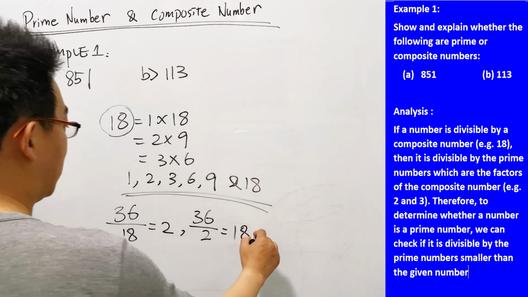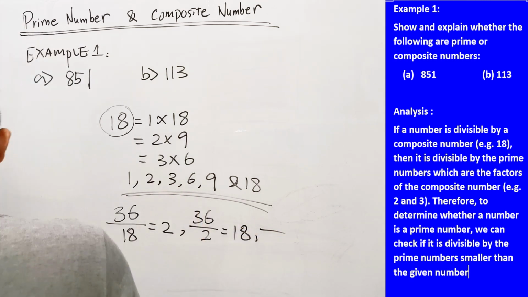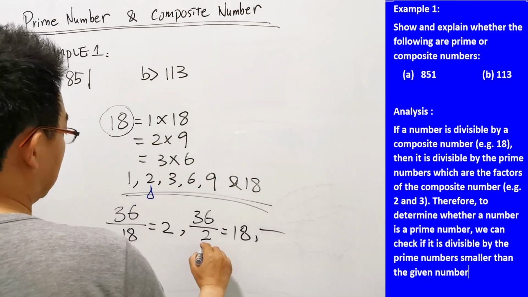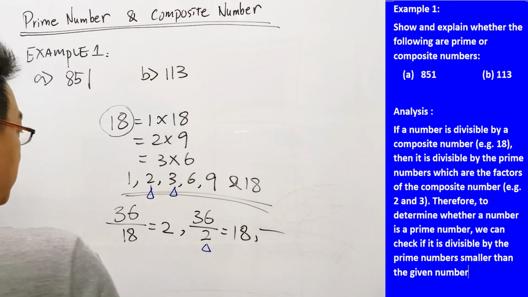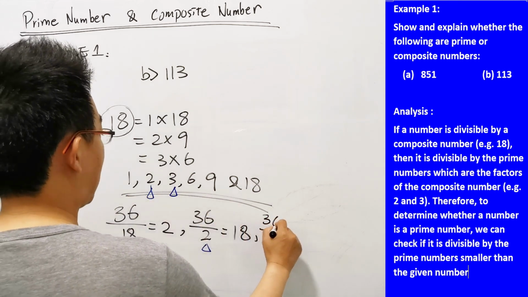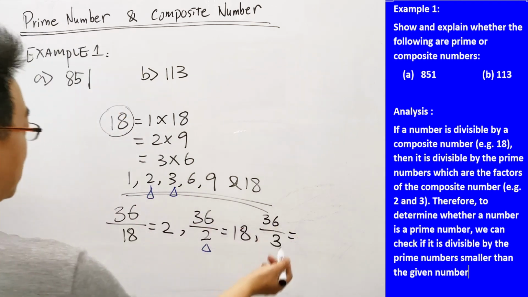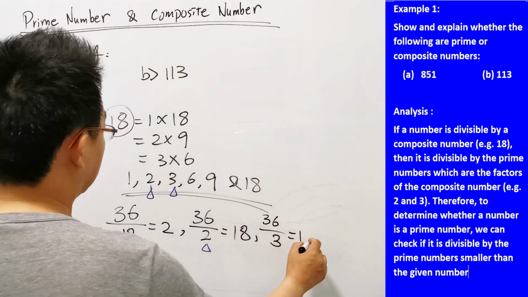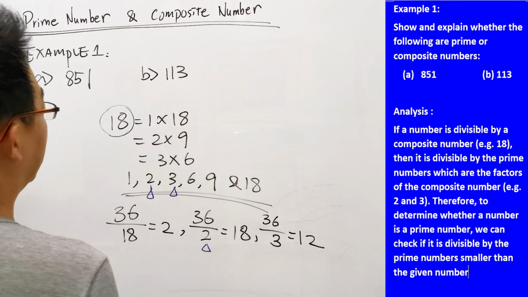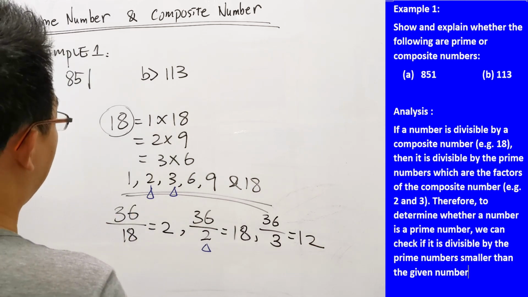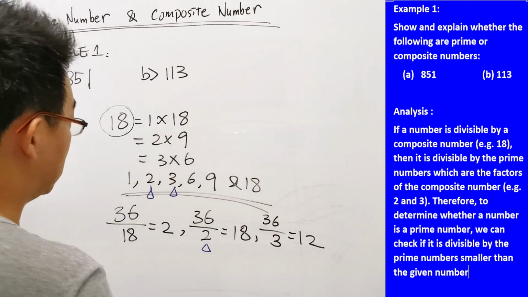Okay, and it is also able to be divided by the first one. But look at 3. It can also be divided by 3. 3 is also one of the factors, right? So in this case, how much do we get? We get 12, right? So we also get 12.